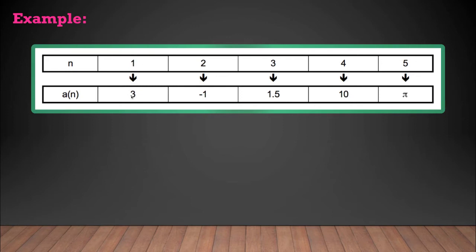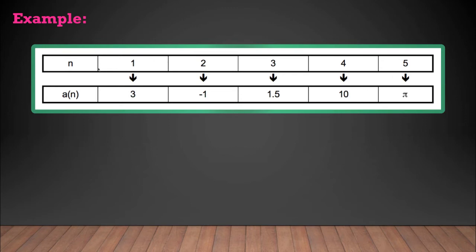Now what does this mean? Again, when n is 1, a of n is 3. This means that the first term is 3. So this one is the term number and this 3 is the value of the term. Now when n is 2, a of n is equal to negative 1, which means that the second term is negative 1. So the third term here is 1.5, the fourth term is 10, and the fifth term is pi.